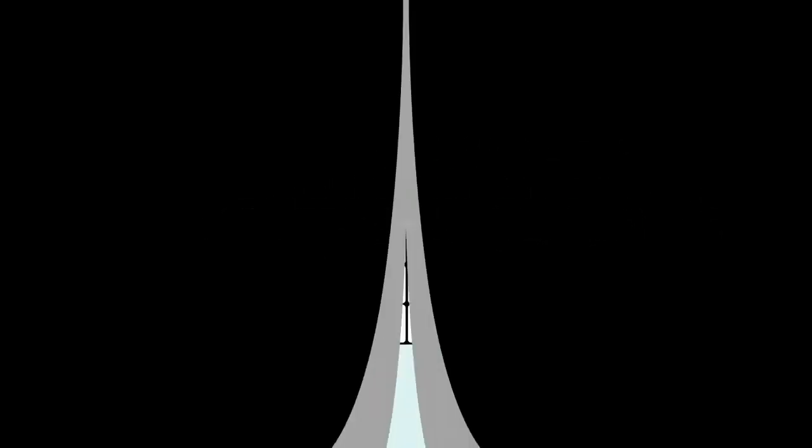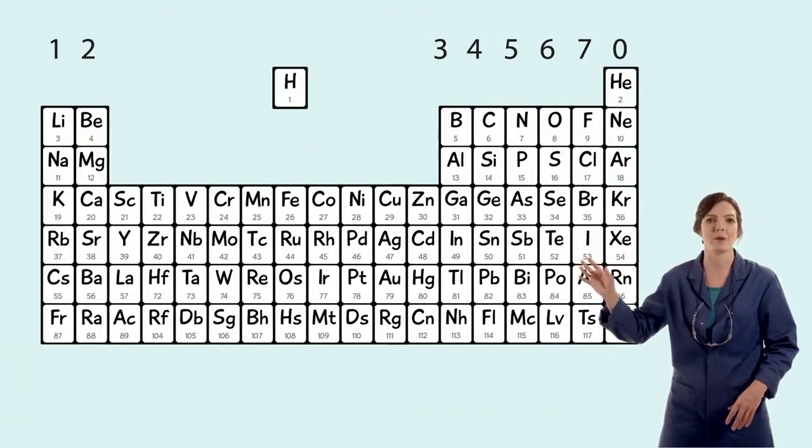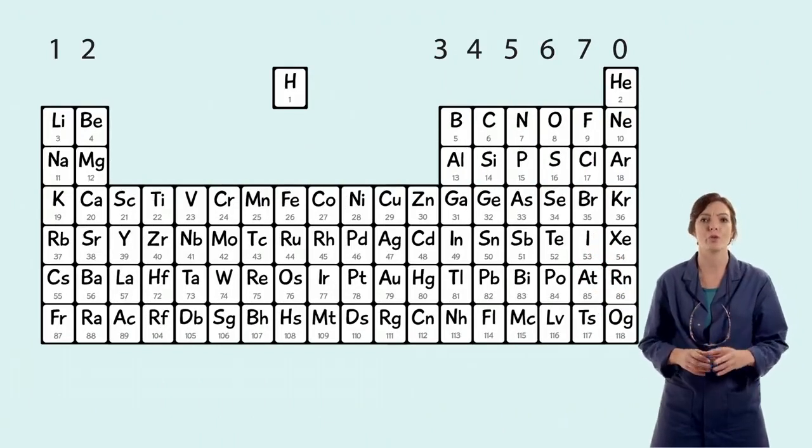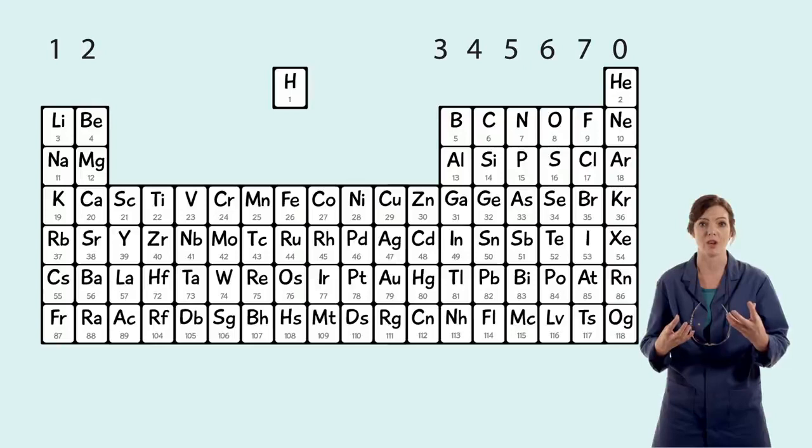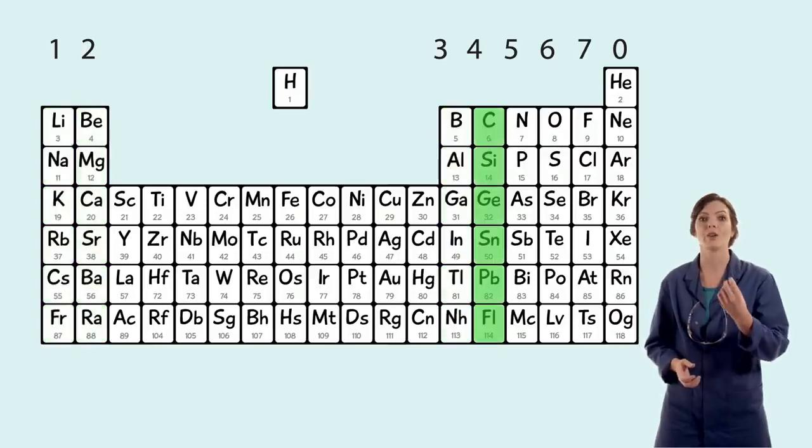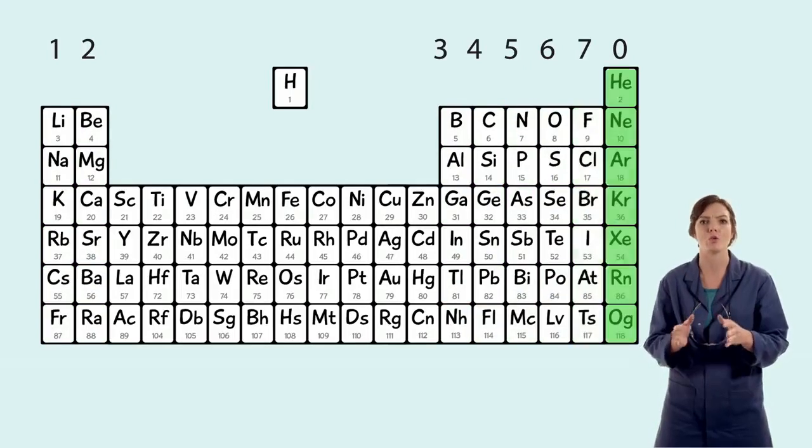The periodic table. This is the periodic table. There really is no more useful tool for getting your head around chemistry. It lists all known elements arranged in different groups to help us make sense of their properties.